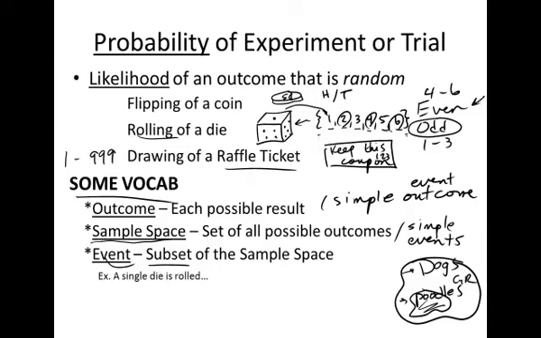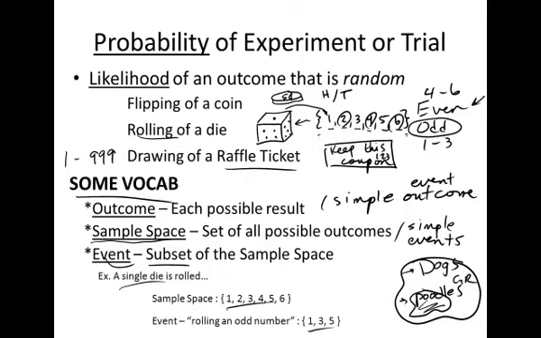So again, another example, a single die is rolled. The sample space, as we said earlier, is 1 through 6. And there you go, there's your event, 1, 3, and 5, which is rolling an odd number, which of course we could denote just O, not to be confused with 0.